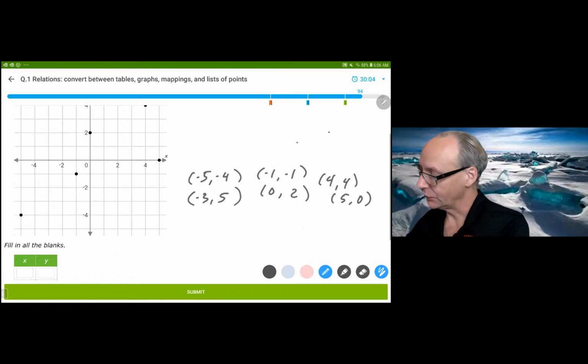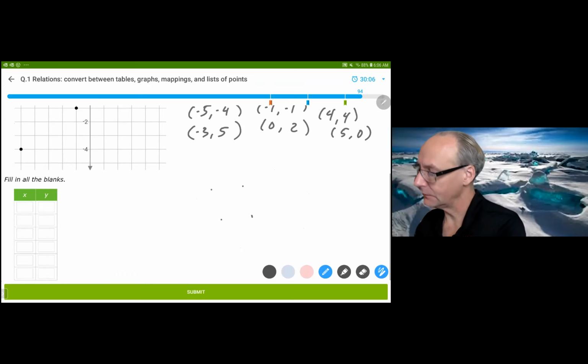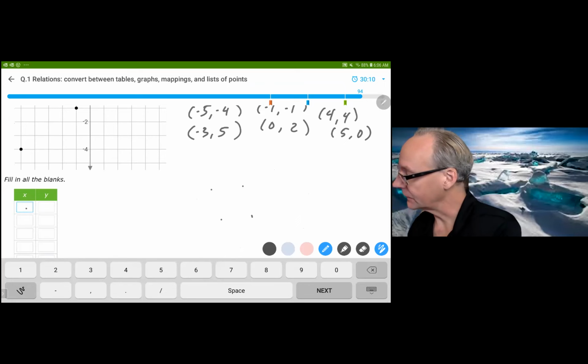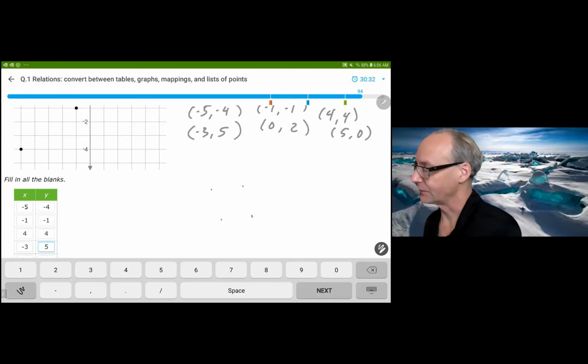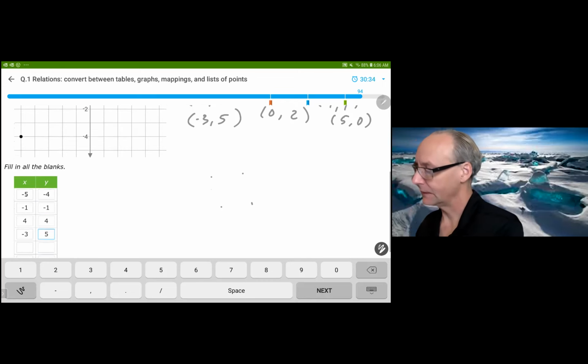And it looks like we have 6 points, and we have to fill them in. Hopefully I can see them all. All right, so let me get rid of this real quick. Negative 5, negative 4. We got negative 1, negative 1. I'm doing the top row first so that I can move it down if I need to. 4, 4. And then I have negative 3, 5. This is really good practice for your graphing. 0, 2, and 5, 0.